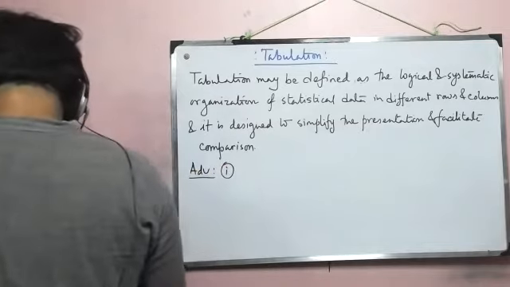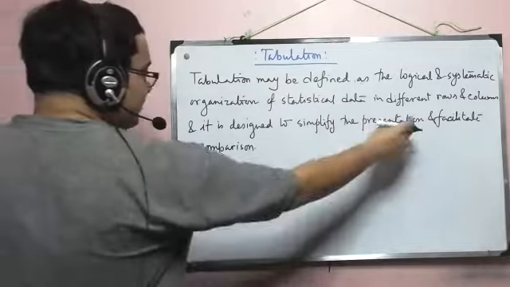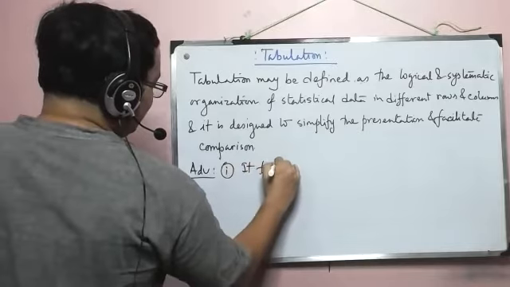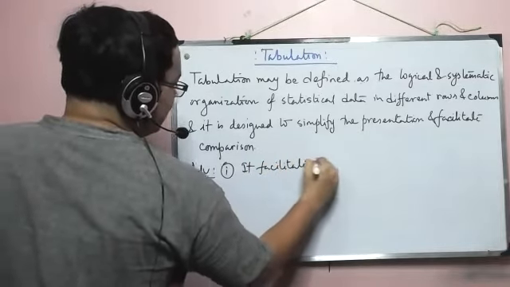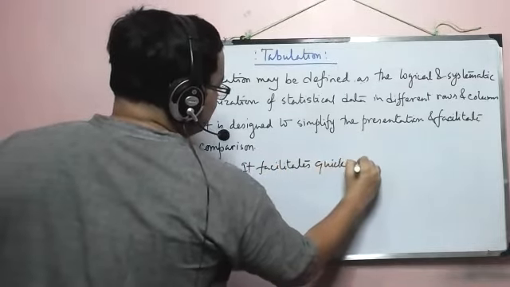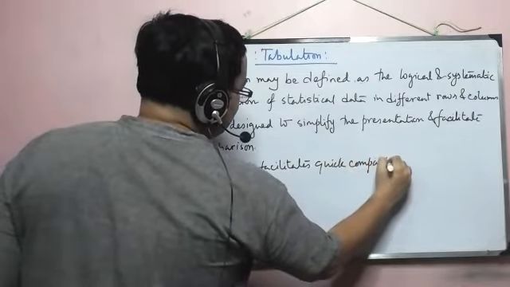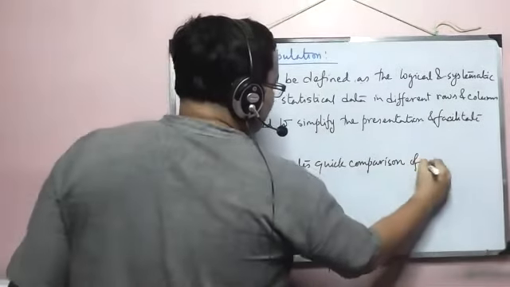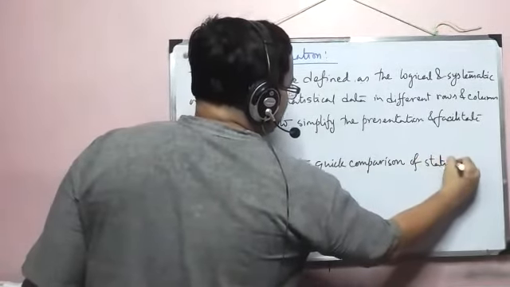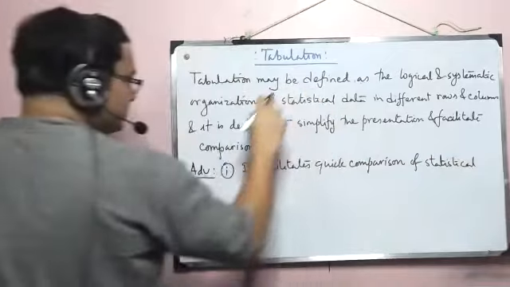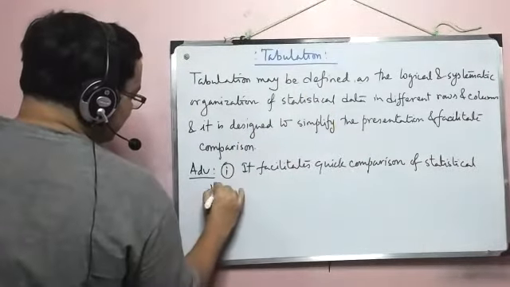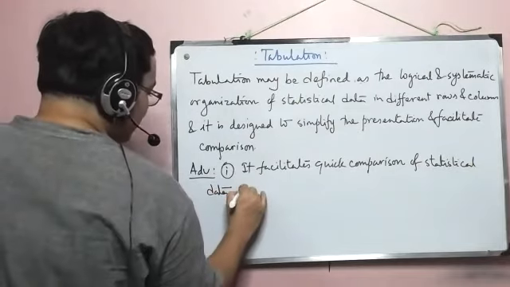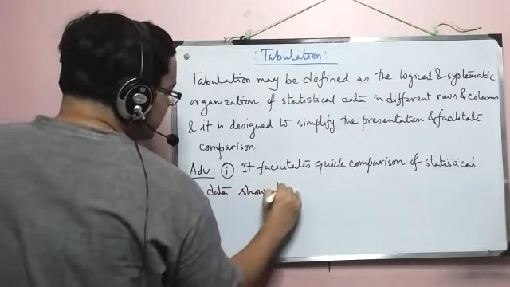Okay, so we'll go and write two advantages. Number one is, obviously it will come from these last two words. So it facilitates quick comparison of statistical data shown between rows and columns. So it is like writing these sentences in a different structure.